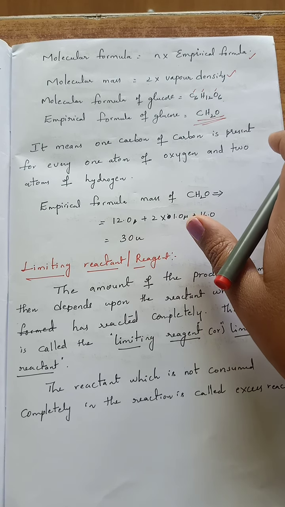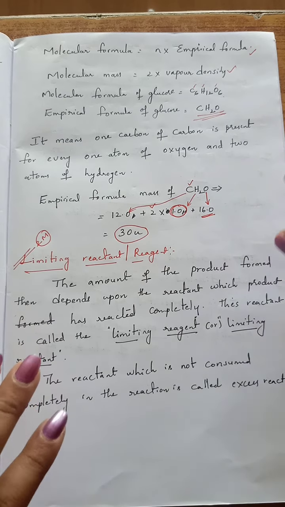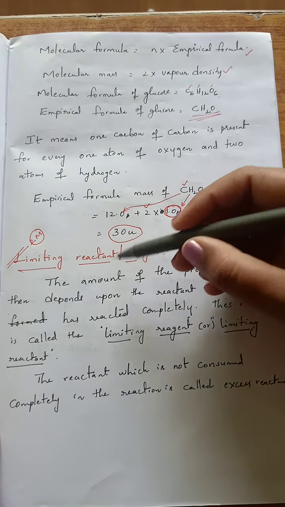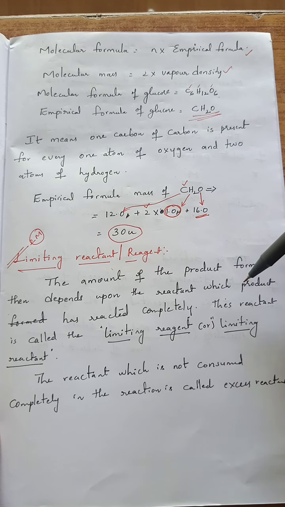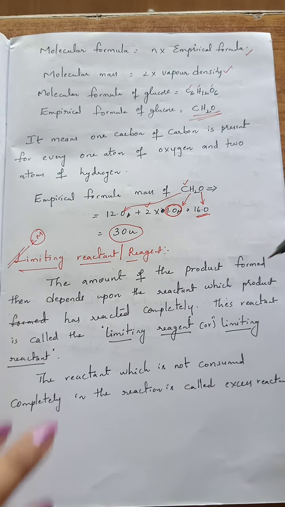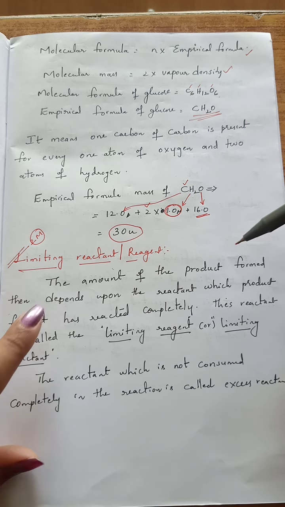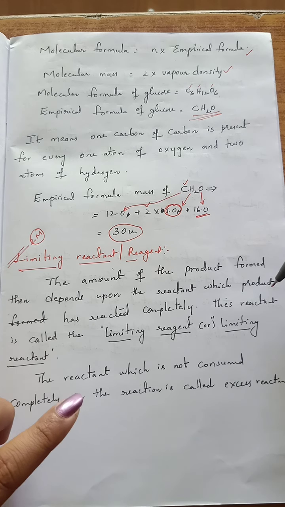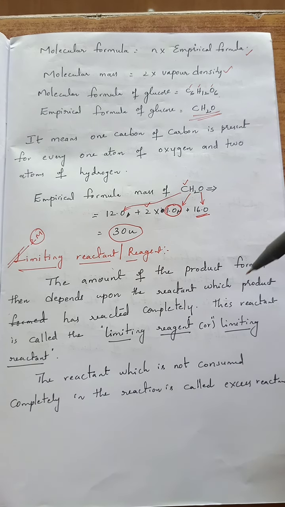Now we'll see limiting reactant or reagent. What is limiting reactant or reagent? Listen carefully. This is a very important concept for 2 marks. What is limiting reactant or limiting reagent? The amount of the product formed depends upon the reactants. The amount of product formed always depends on the reactant which has reacted completely.